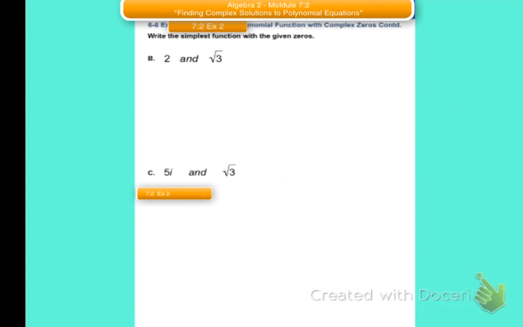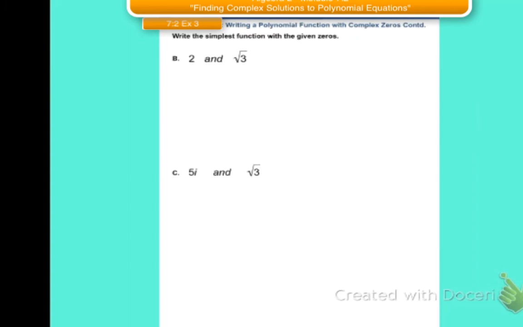So in actuality, in example B, we really have three roots that are implied for this function. There's 2, there's the square root of 3, and negative square root of 3. Down here in example C, I have a 5i and a square root of 3, which also means that I have a negative 5i and a negative square root of 3, because those always come in pairs. Example B's binomial factors then would be x minus 2, x minus the square root of 3, and x plus the square root of 3.